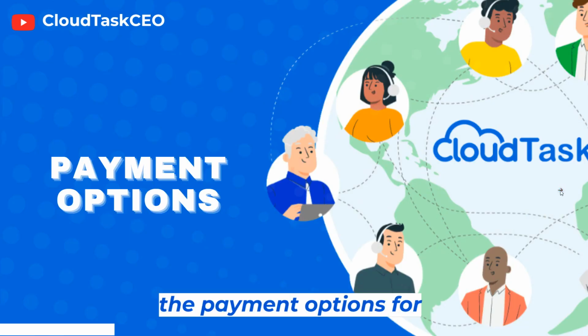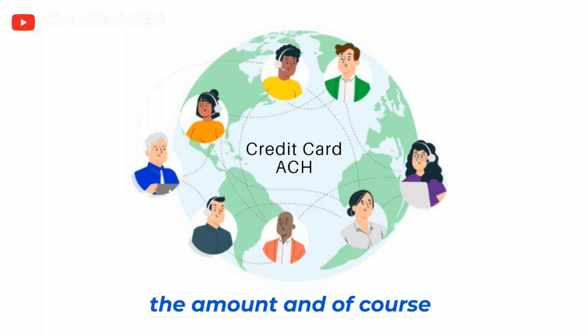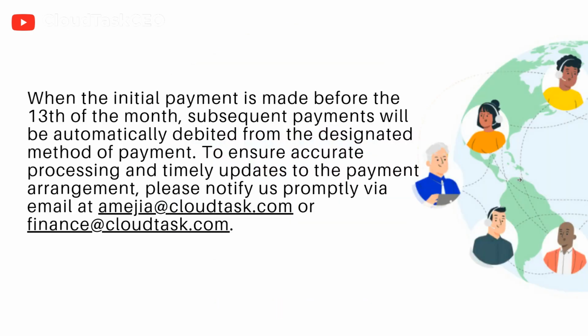The payment options for you are very simple. You will get a HubSpot quote link, which is sent by our finance manager. On this HubSpot quote link, you will be able to see the monthly payment that you have agreed with your remote worker, their name, the amount, and of course, the option to pay. You can pay either with credit card or ACH. If you decide to go with credit card, there are no extra fees included.